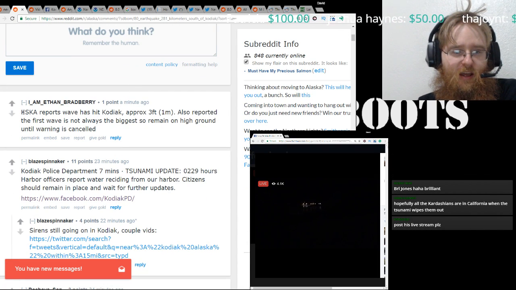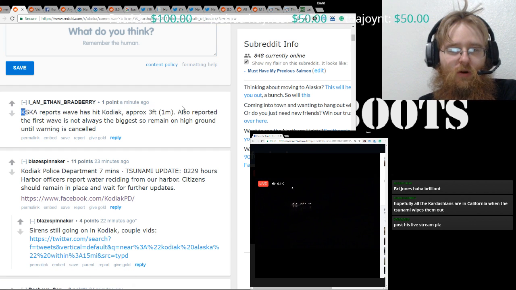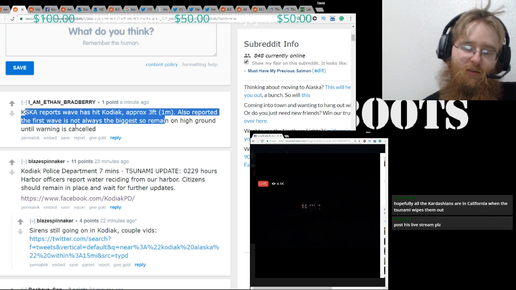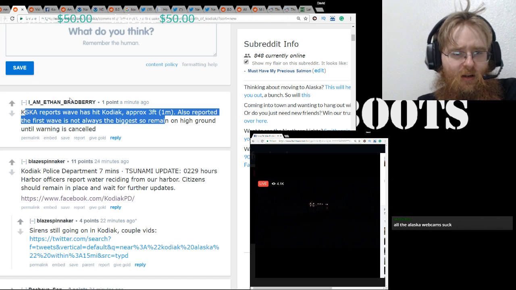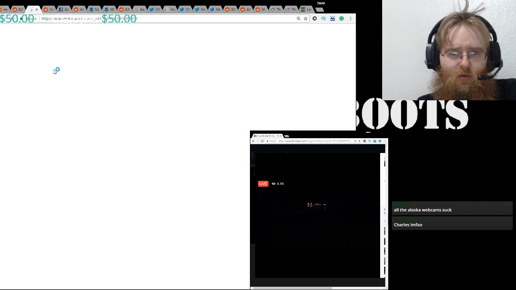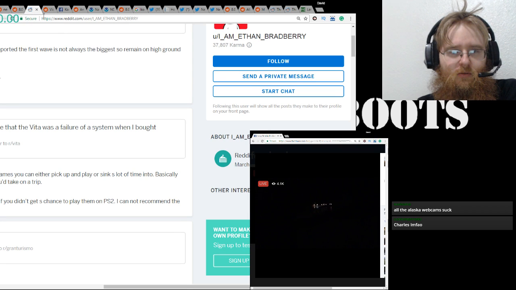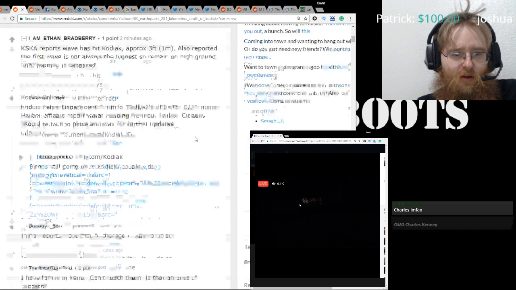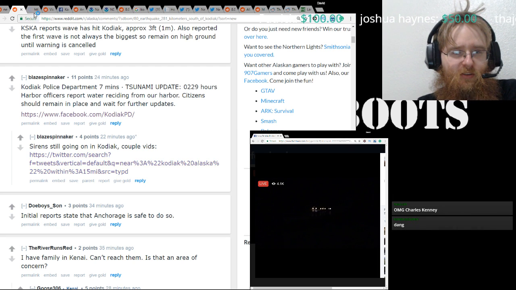KSKA reports a wave has hit Kodiak, approximately 3 feet, 1 meter. Also reported, the first wave is not always the biggest, so remain on high ground until the warning is canceled. That is from a user who posted a minute ago. I'm going to take a quick look at the account and see how old it is. Somewhat new. Oh, wait, no, it was made in 2016. Okay, so it's got some age. So it's possibly real. Okay, sirens are still going in Kodiak. That was 22 minutes ago.